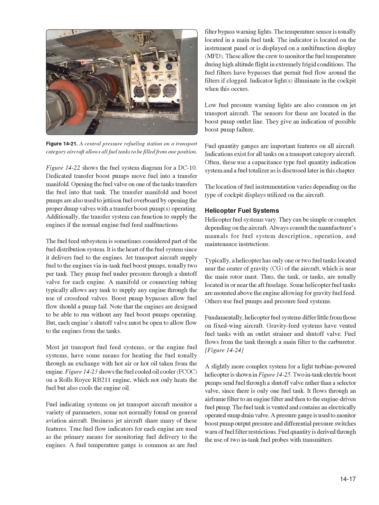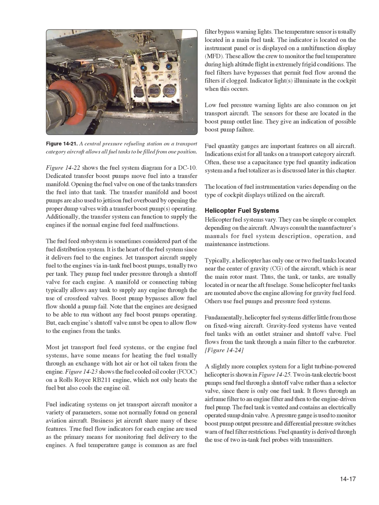Most jet transport fuel feed systems, or the engine fuel systems, have some means for heating the fuel, usually through an exchange with hot air or hot oil taken from the engine. Figure 14-23 shows the fuel-cooled oil cooler, FCOC, on a Rolls-Royce RB211 engine, which not only heats the fuel but also cools the engine oil. Fuel indicating systems on jet transport aircraft monitor a variety of parameters, some not normally found on general aviation aircraft. Business jet aircraft share many of these features.